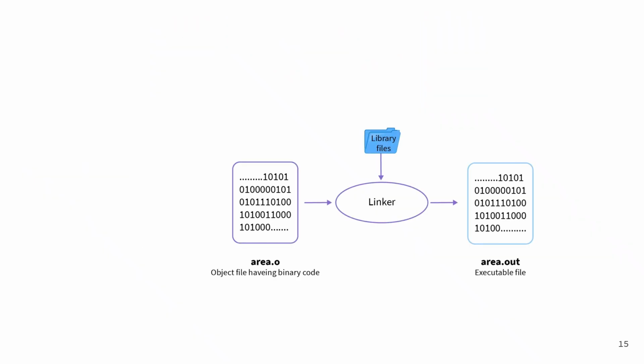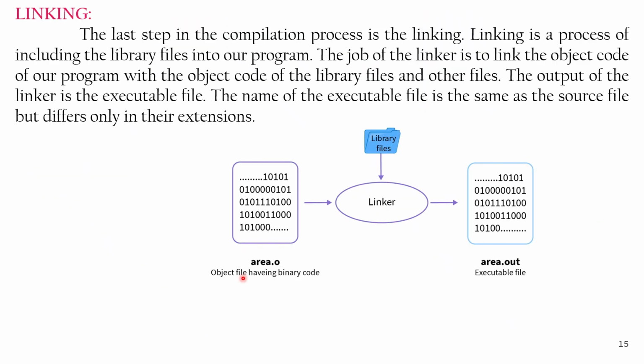The last phase is the linking phase. The linker is responsible for combining all the object files into one exe file. Let us see what the slide says. The last step in the compilation process is linking. Linking is a process of including the library files into our program. So library files means what? The files where the subroutines are defined. All those files will be linked by the linker.